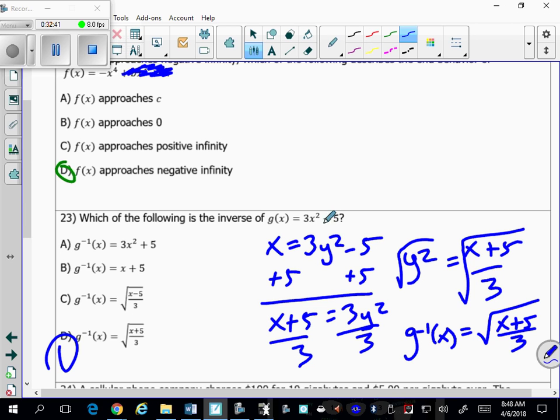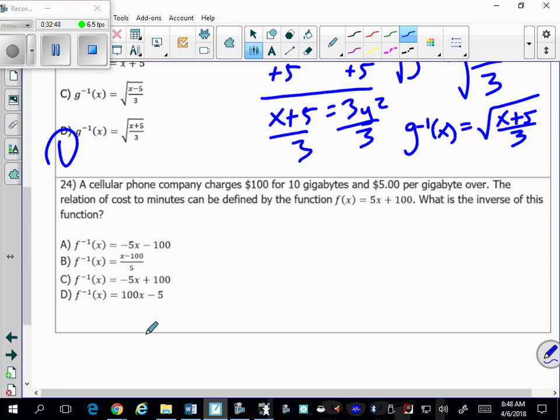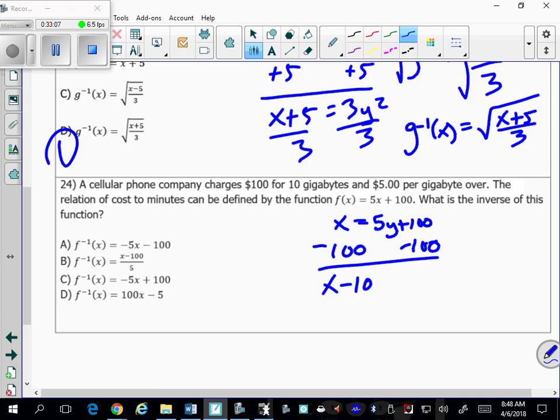Last one, you can read about it. Really all you're going to do is look at the equation, and we're going to do the inverse of it. So switch x and y, and solve for y. Subtract 100: x minus 100 equals 5y. Divide by 5. The inverse of f of x equals x minus 100 over 5. B.